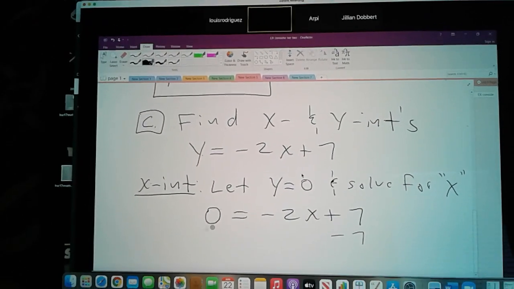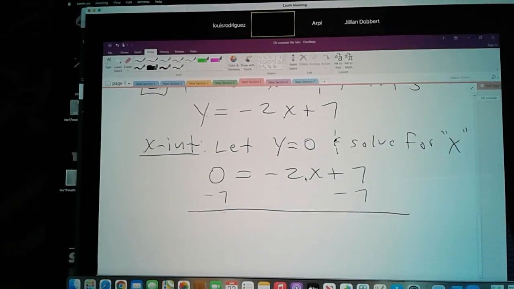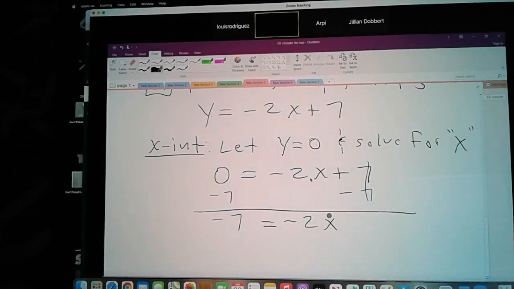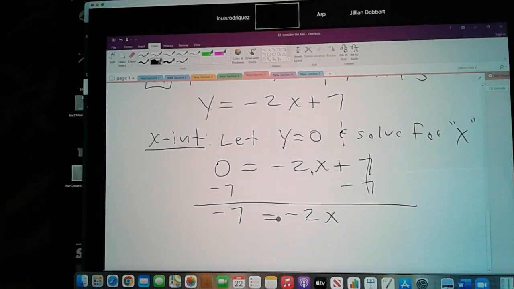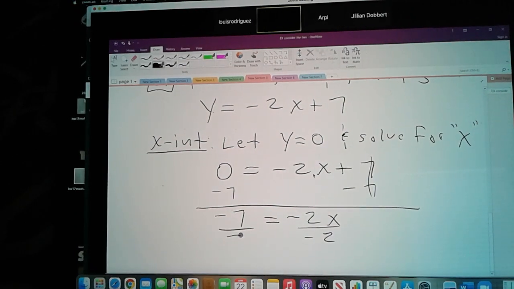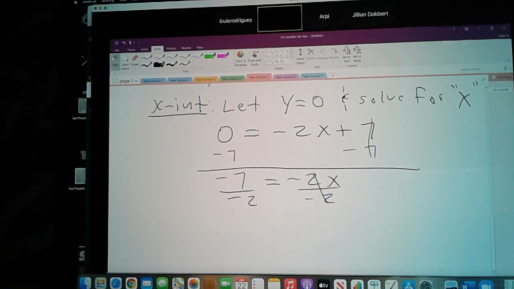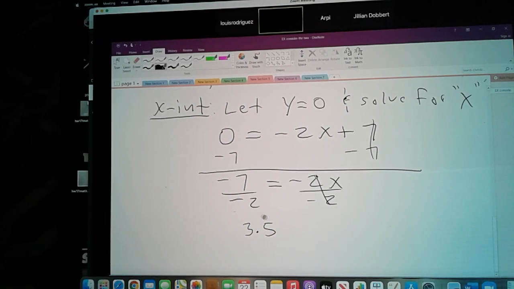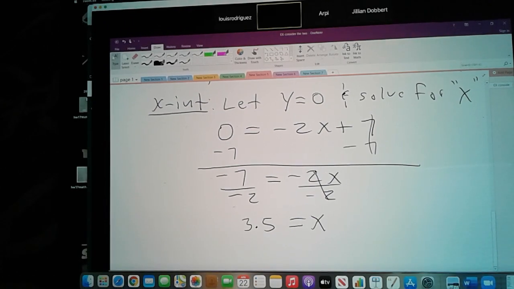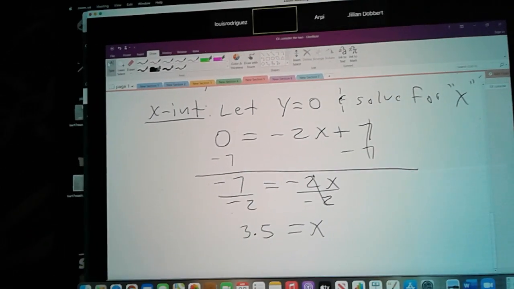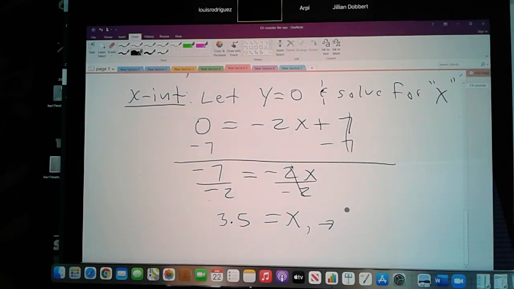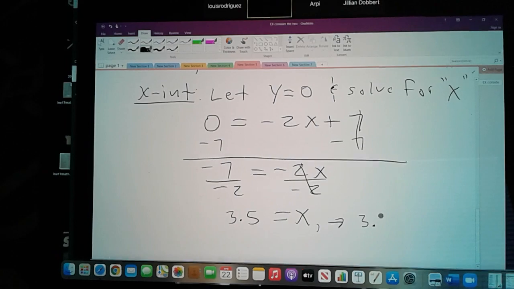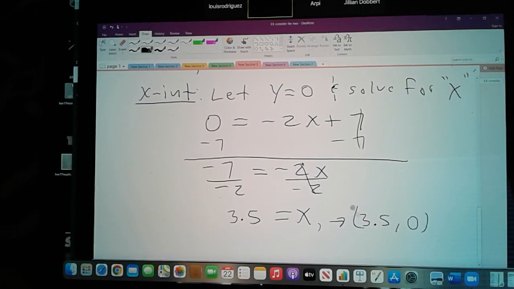So if I minus 7 on both sides, I'm going to get 0 minus 7 is -7. That cancels out, so that's -2x. So if I divide by -2, I get 3.5. A negative over a negative is positive. 7 over 2 is 3.5. So x is 3.5. So therefore, when x is 3.5, y is 0. That's the x-intercept. This would be your result.